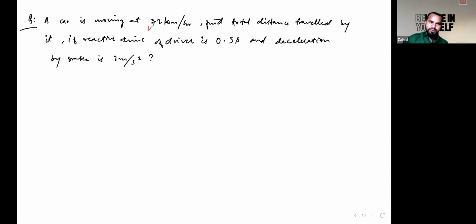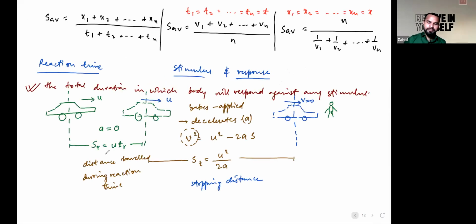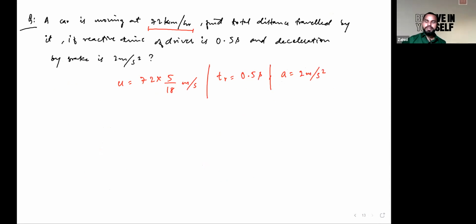In this question, we have initial velocity in kilometers per hour. So first of all, convert this value to meters per second. How to convert? Just multiply it by 5 by 18 to convert it to meters per second. Next is reaction time, which is 0.5 seconds. And next, deceleration or retardation is 2 meters per second squared. So just use these values and try to find the distance traveled during reaction time, SR, and the distance traveled during stopping distance, and add them. Try to solve.